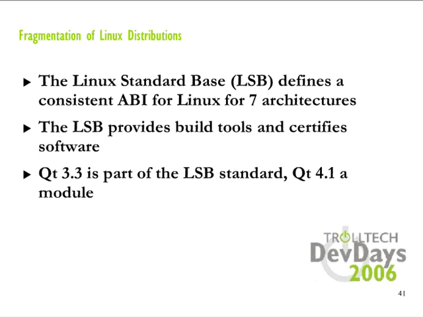Good news for us is Qt 3.3 is part of the LSB standard. So any distribution that wants to be LSB compliant, which currently is most distributions out there on the market, has to ship Qt 3.3 in its default installation. And Qt 4.1 is a module. That means that it doesn't have to be installed in the default installation, but if there's an LSB Qt 4 package, it will follow the ABI standard. And basically all distributions that are LSB compliant also have an LSB Qt 4 add-on package.